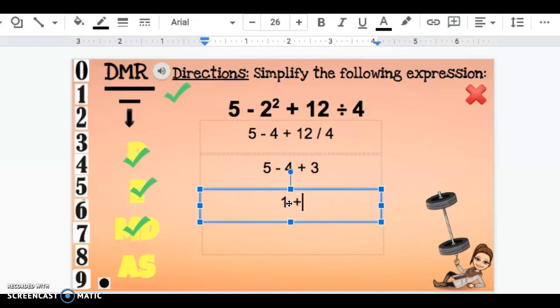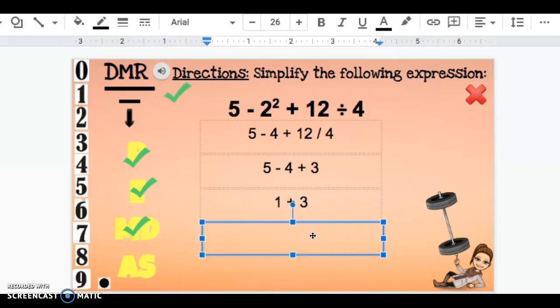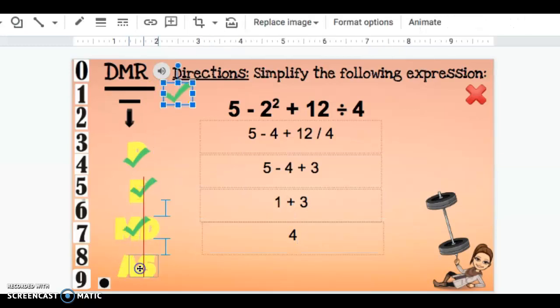Did not touch that plus 3, so I have to leave it there. And then I do my last step. 1 plus 3 is 4. All right, and then I am done with my addition and subtraction. So my answer is 4. Okay.